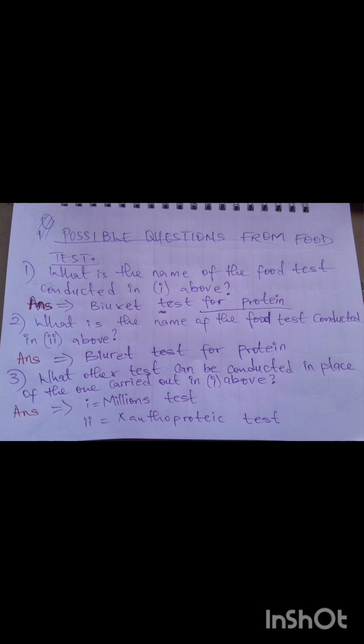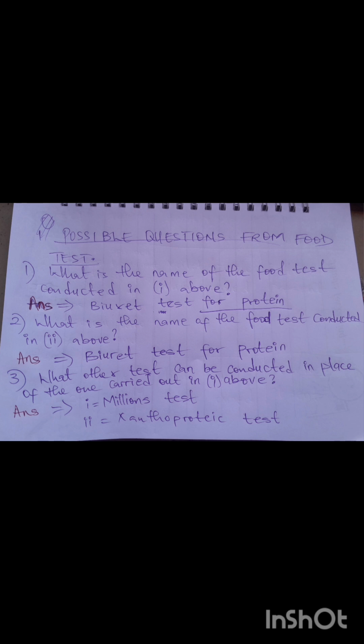The first one says, what is the name of the food test conducted in I above? By I above, I mean go back to that table I, whereby you used specimen G, egg whites. You do not call the name egg white. Remember, I always call it specimen G plus whatever they ask you to add. So for that one where you use specimen G, the name of the test is what we call Biuret test for protein.